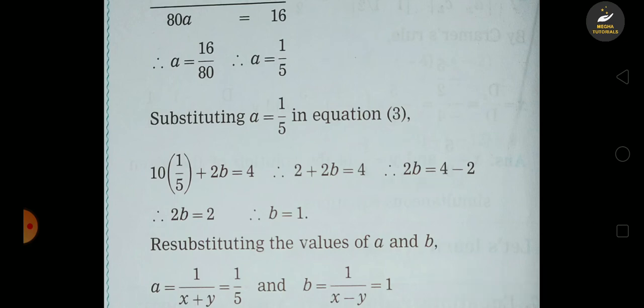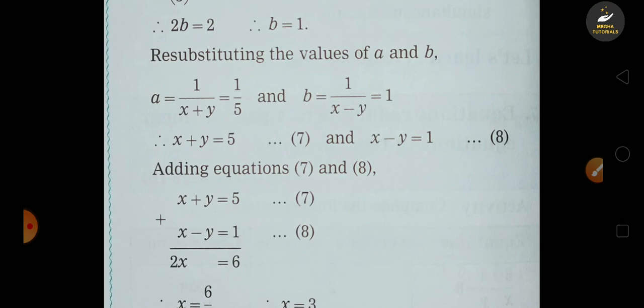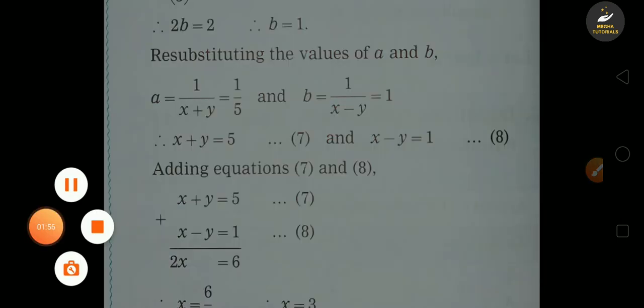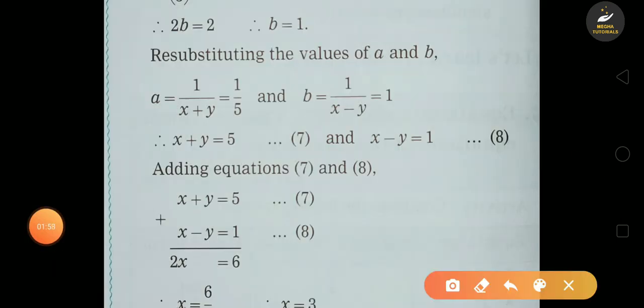Okay, now you have to resubstitute values of a and b in the original equations, that is a is equal to 1 upon x plus y is equal to 1 upon 5. So you will take inverse and you will get x plus y is equal to 5, that is new equation 7. And for b you will get b is equal to 1 upon x minus y is equal to 1. So after taking inverse you will get x minus y is equal to 1. So equation 7 and 8, you have to solve again this equation by elimination method.